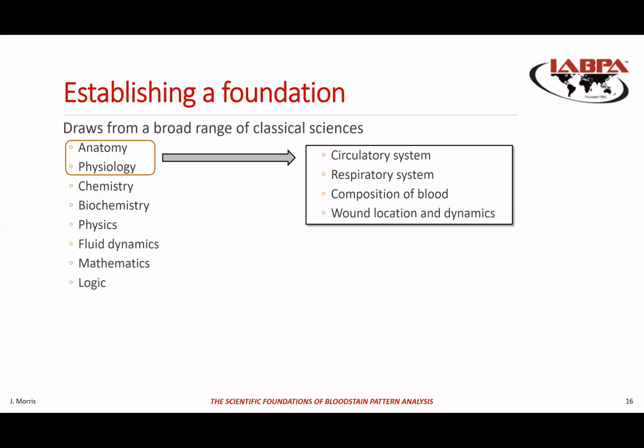So if we take a quick walk through them, regarding anatomy and physiology, it's important for me as an analyst to understand, to some degree, the circulatory system, to know the difference between arteries and veins, to know which arteries and veins are major and which ones are close to the surface and more likely to create certain bloodstain patterns, which arteries and veins are under the surface. The respiratory system is also important because an expiration pattern is a bloodstain pattern that is created by blood being expelled from the nose, mouth, or wound to the respiratory system. We need to understand the composition of blood.